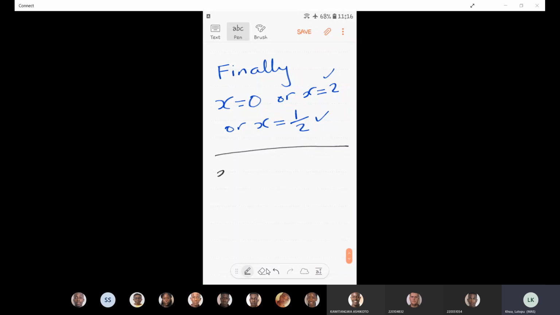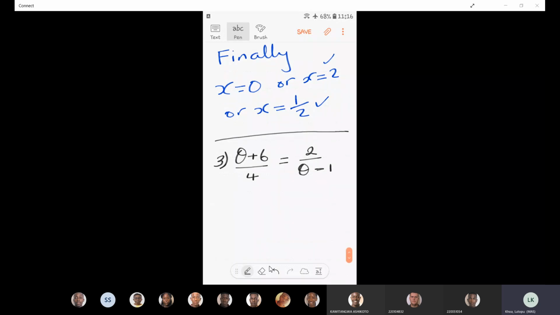And number 3, we have (theta plus 6) over 4. This is equal to 2 over (theta minus 1). Okay, so to solve this one, remember we don't like fractions. We always try and get rid of them. Now theta, you've seen it in trigonometry, it's used to represent angles, but it's a Greek letter. It's a variable. You treat it the same way you do any other variable.